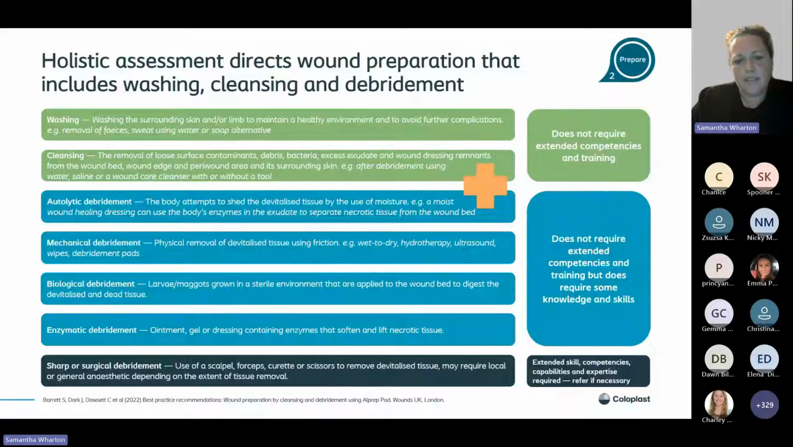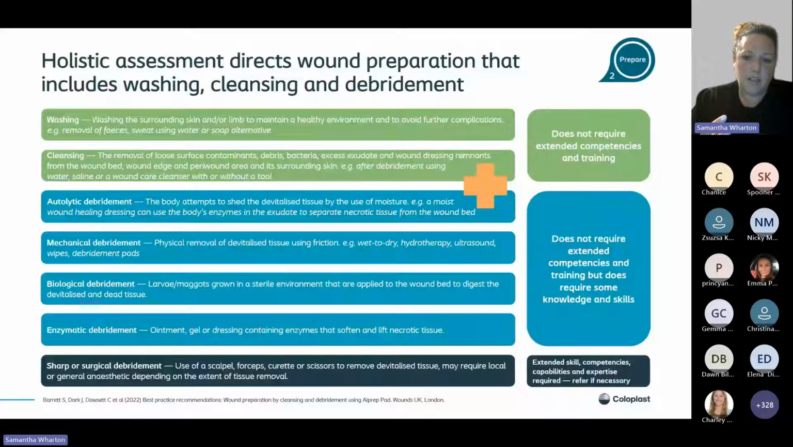Years and years ago, it used to be wet to dry gauze. So putting gauze, wetting it, putting it on the wound, letting it dry out, and then ripping it off. Obviously, we have advanced wound dressings now, and we have these debridements. Within Coloplast's portfolio of products, we have All Prep Pad, which is that mechanical debridement. It doesn't require extended competencies, and you're able to do it to ensure that you're optimizing that wound bed for the patient.